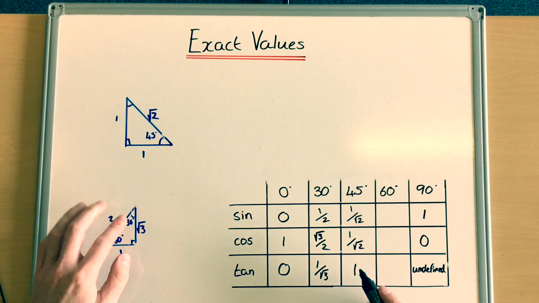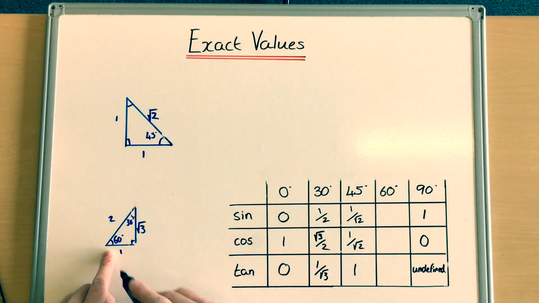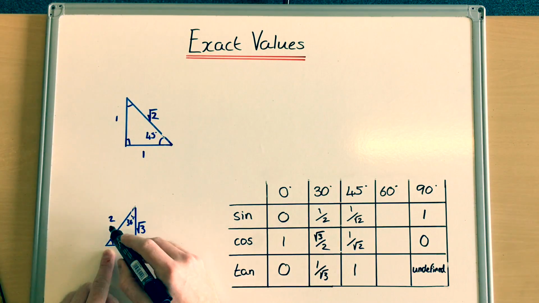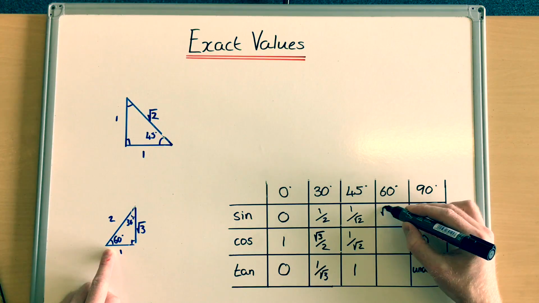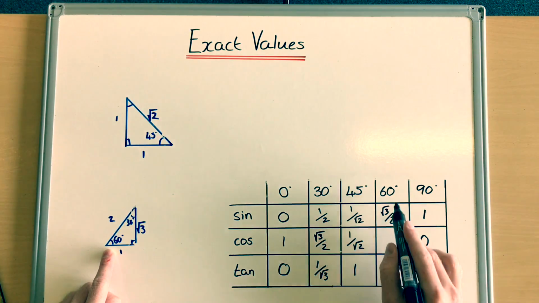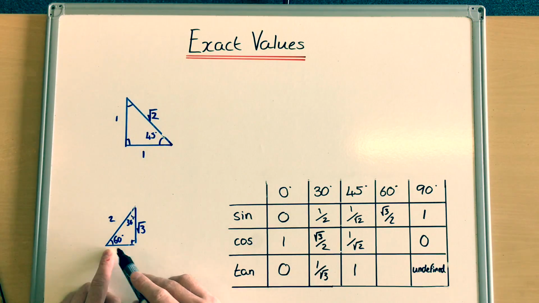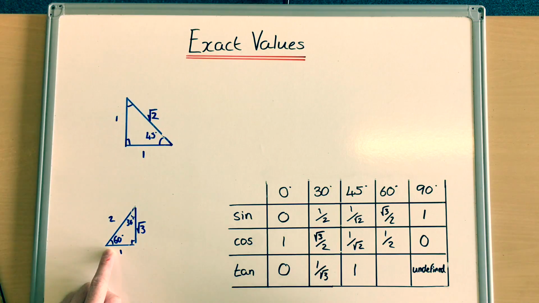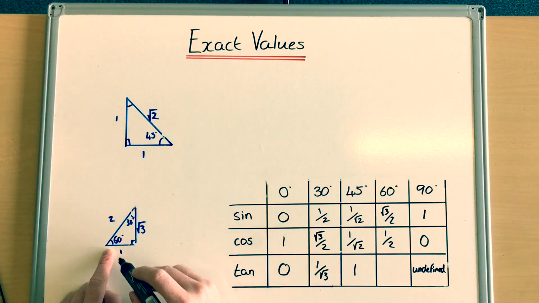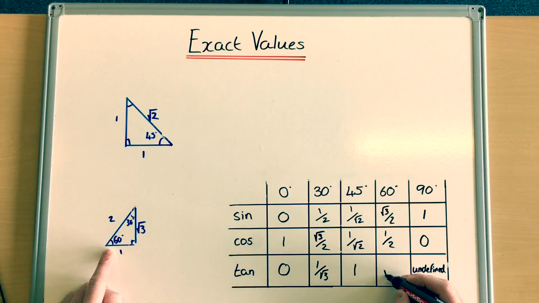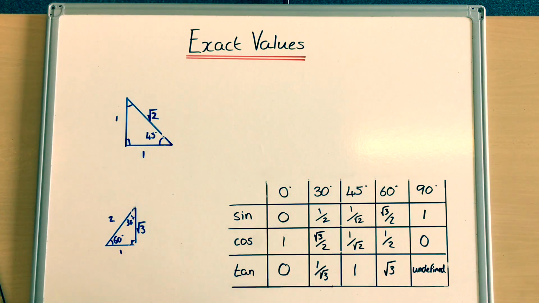Now for the 60 degrees, well, now I need to go to this angle here, and can I keep my finger here? Helps a little bit. Sine of 60 is opposite over hypotenuse, that's root 3 over 2. Cos of 60 is adjacent over hypotenuse, that one's a half. And tan of 60 is opposite over adjacent, that's root 3 over 1, or that's just root 3. Okay, so there we go, I filled in all of my exact values.